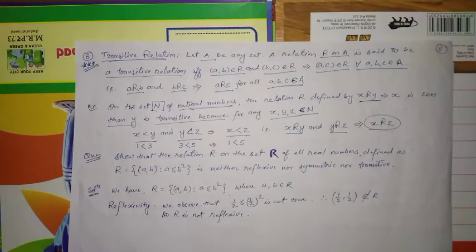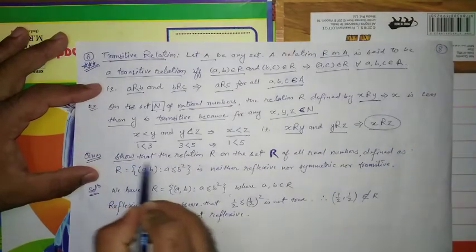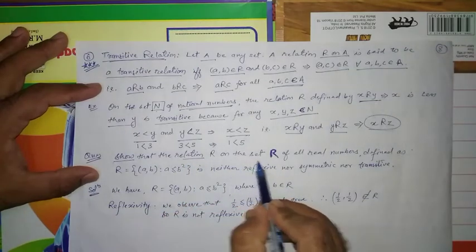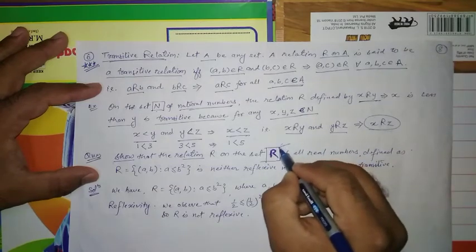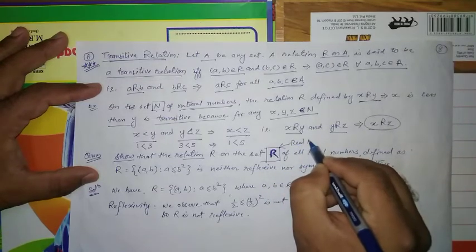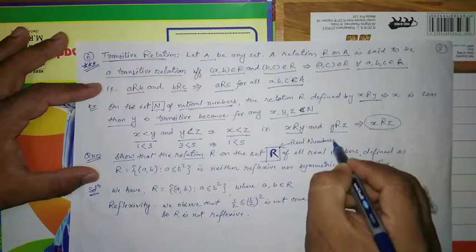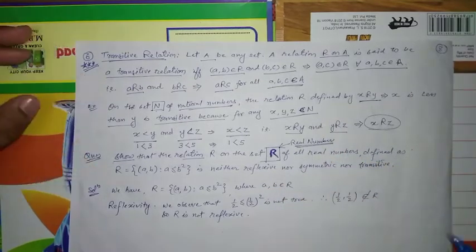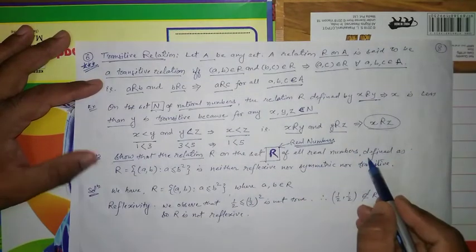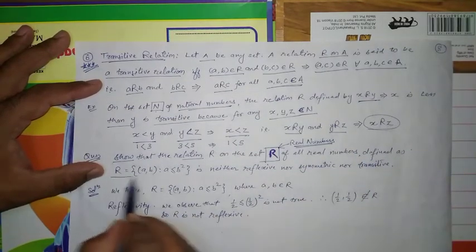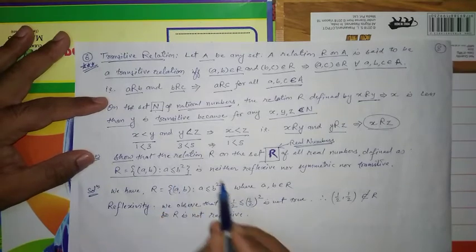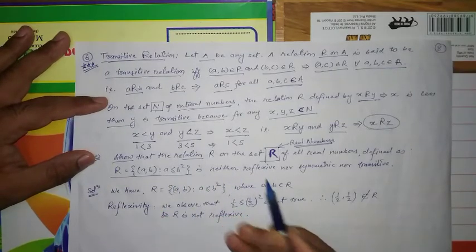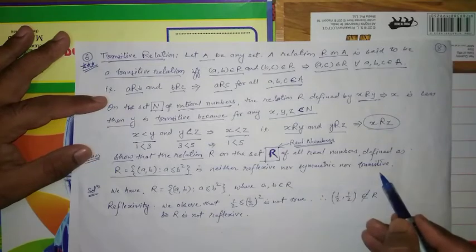So we'll solve one question. That question says, show that the relation R on the set R of all real numbers, the set of real numbers, defined as R = {(a, b) : a ≤ b²}, is neither reflexive, nor symmetric, nor transitive.